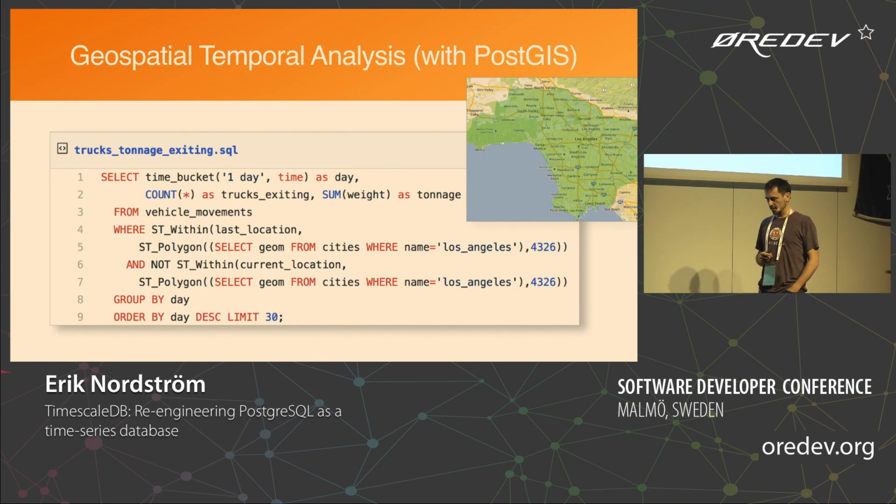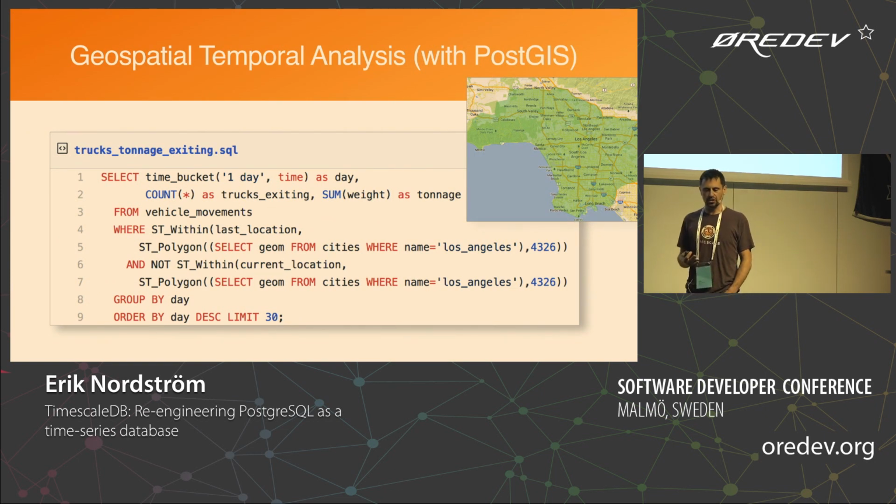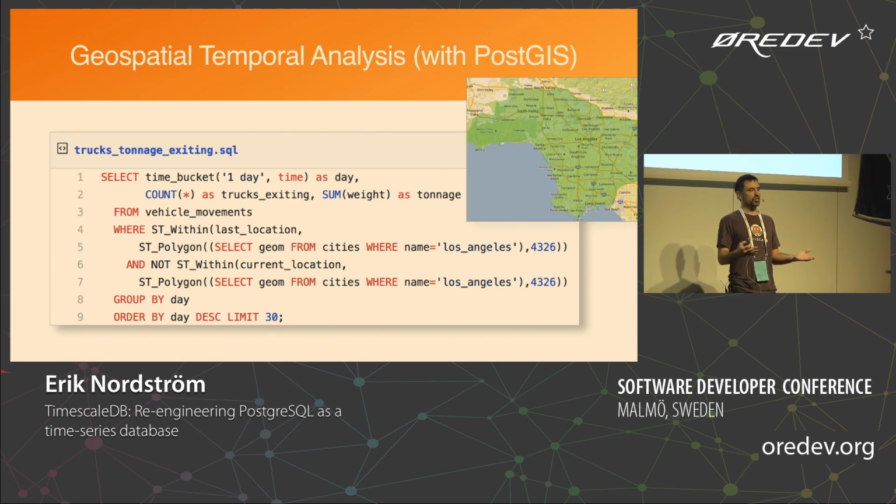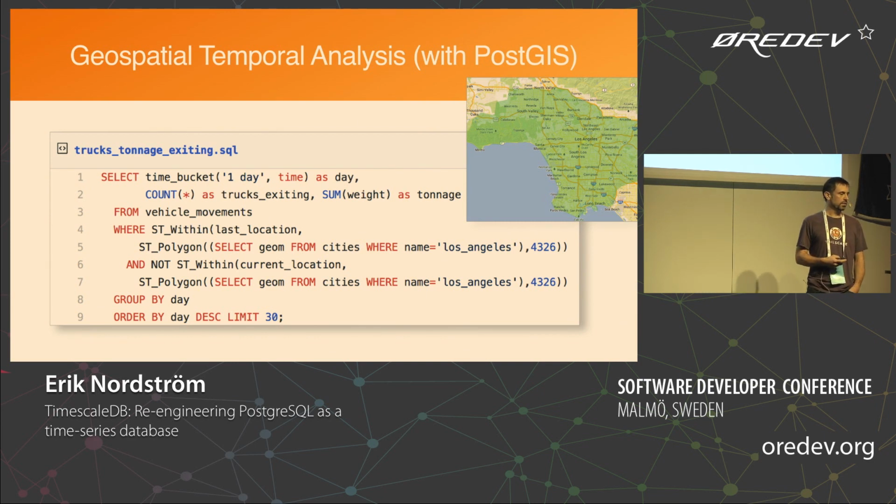Another example is how you can use our extension together with other extensions, because there's a rich ecosystem of extensions for Postgres. A very useful and common one, which is great together with time series data, is PostGIS for geographical queries. So here's a query with time bucketing and a geographical query to get the number of trucks moving out of a geographical area each day, and the tonnage that translates to. That can be a really useful query to do.